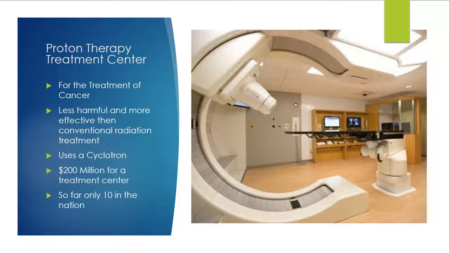What you see there on the right is a gantry room, and that is where the proton beam from a cyclotron is administered to a patient. This proton beam is for the treatment of cancer, and it's less harmful and more effective than conventional radiation treatment, due to the fact that it condenses, it makes a smaller, more precise area, and it doesn't give the body as much harmful radiation that kills good cells.